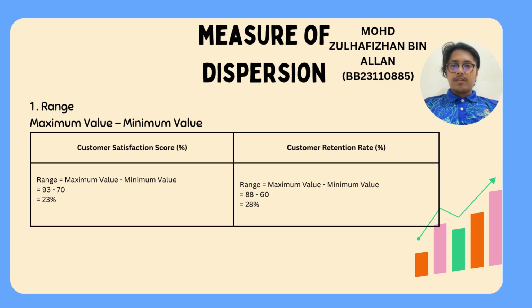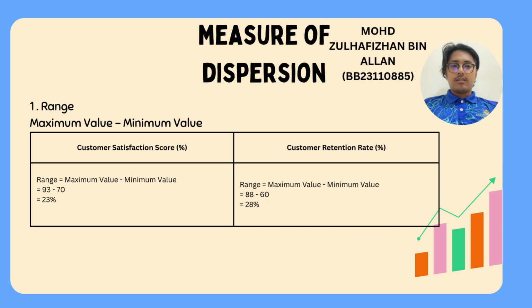My name is Mohammad Zulafizan bin Ellen. I will present part 4, which is to calculate and compare measures of dispersion between the two key metrics. Firstly, we'll calculate the range. To calculate the range, it is the maximum value minus the minimum value.